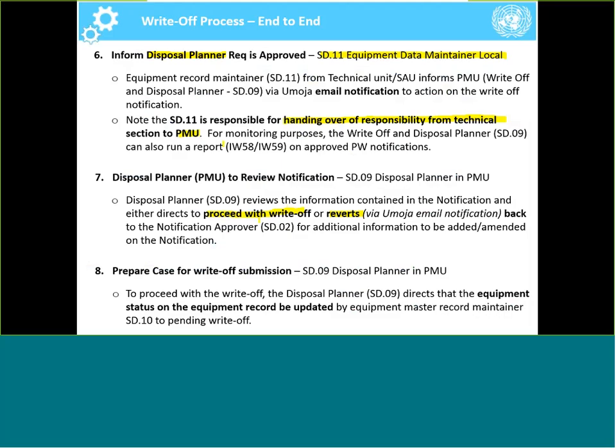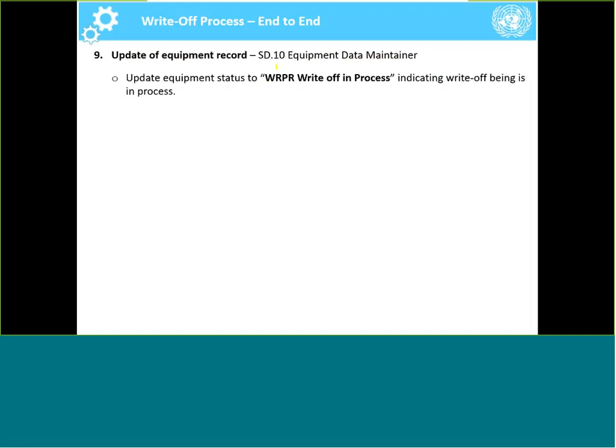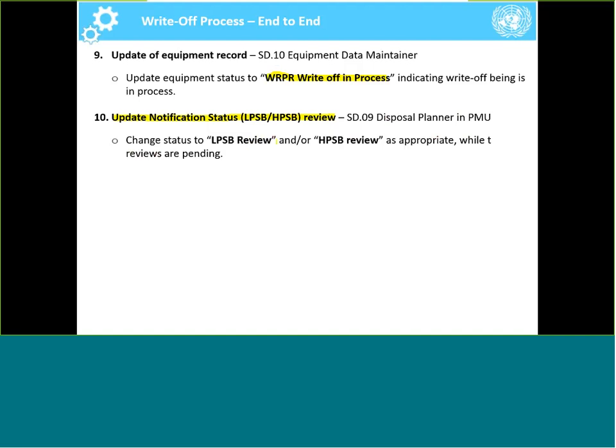Okay. So the disposal planner will prepare the write-off case and will submit it. And the equipment data maintainer will change at this stage the status to write-off in process. This is something that we already did. Okay. The disposal planner will change the status to LPSB or HPSB review based on the case type, depending on if it's going to be the local property survey board or the headquarters property survey board. We have a notification status for each of them.